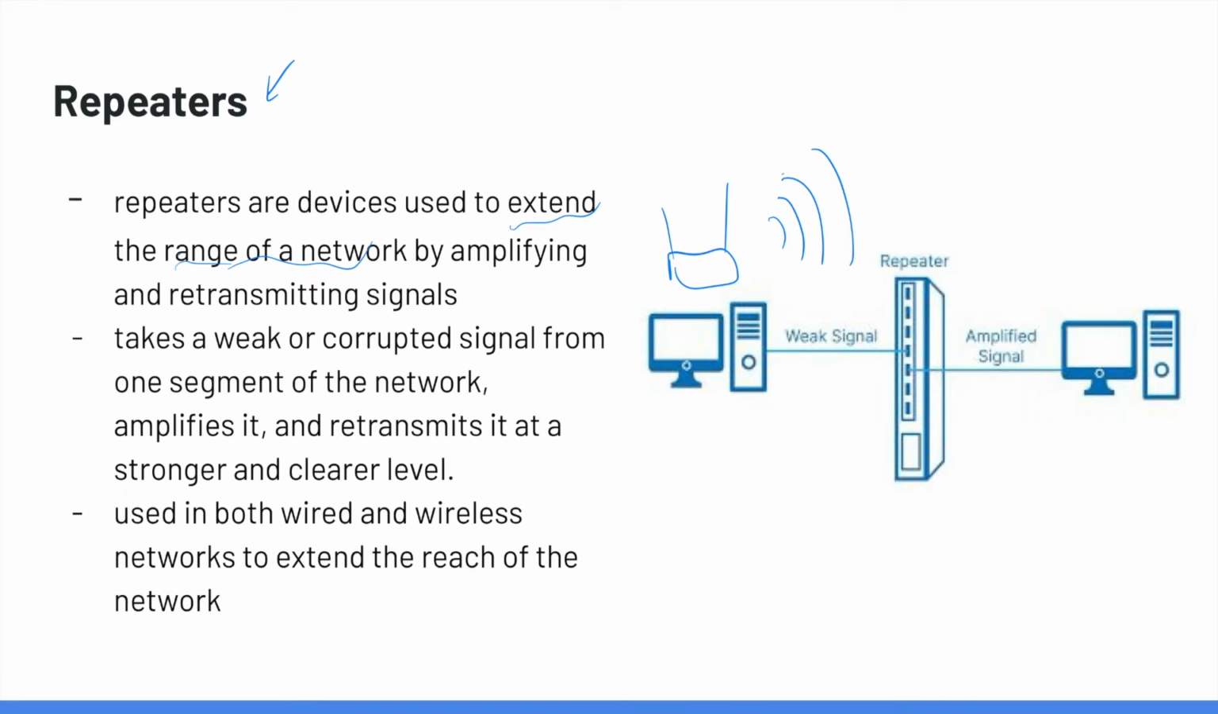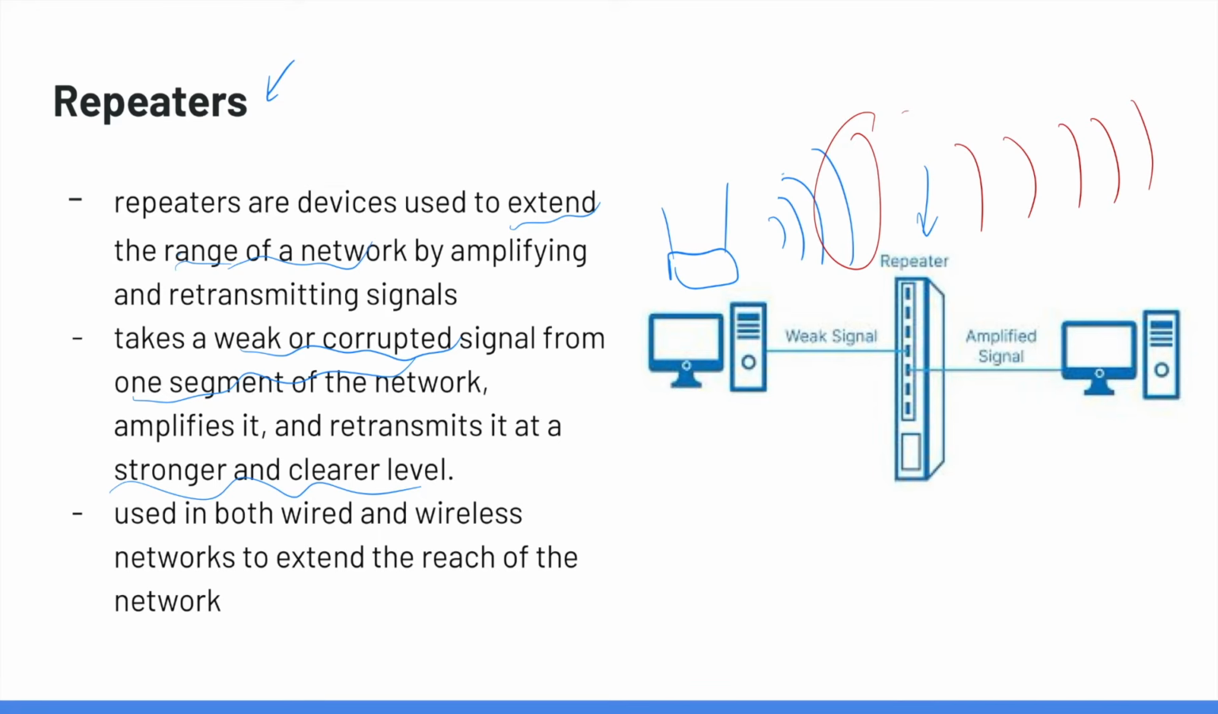So somewhere between our target range and our actual range, we're going to put a repeater, so that the repeater can then take this signal right here and amplify it. So basically make it stronger so that we can reach whatever our target range is. So basically it takes a weaker corrupted signal from one segment of a network, amplifies it, and retransmits it at a stronger and clearer level.